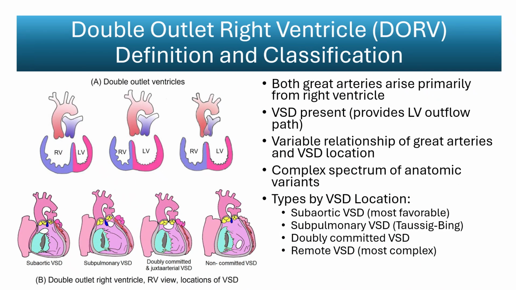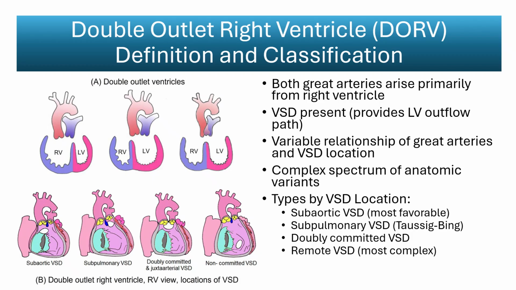Double outlet right ventricle describes a spectrum of malformations in which both great arteries arise predominantly from the right ventricle. Because of this arrangement, a ventricular septal defect is always present and serves as the only outlet for left ventricular blood to reach the systemic or pulmonary circulation. The relationship between the great vessels and the location of the septal defect defines the physiology.